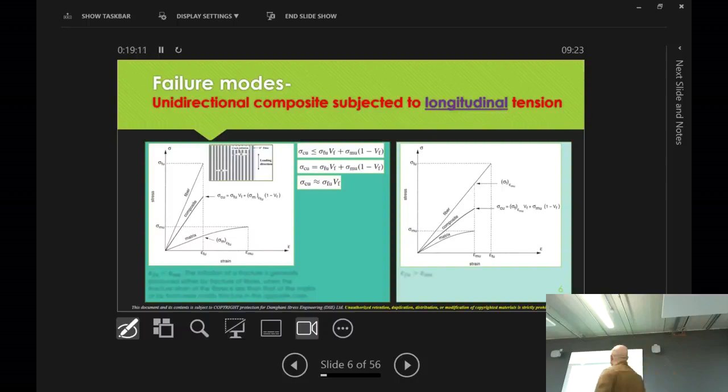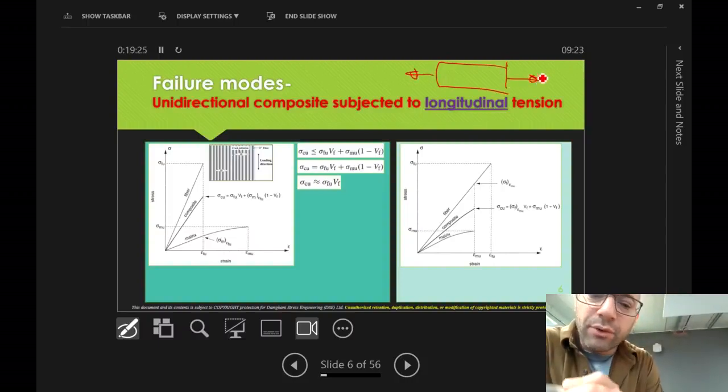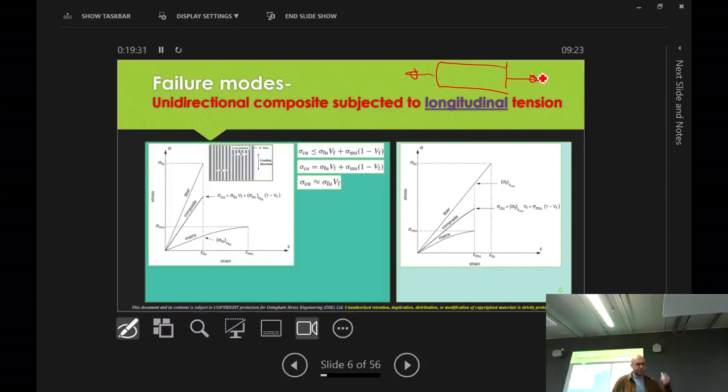So, in terms of the failure mode for a unidirectional composite subjected to longitudinal tension, you've got a composite panel, tensile force at both ends. Let me give you 1 minute to digest what you see on the screen, and then we'll delve into it.